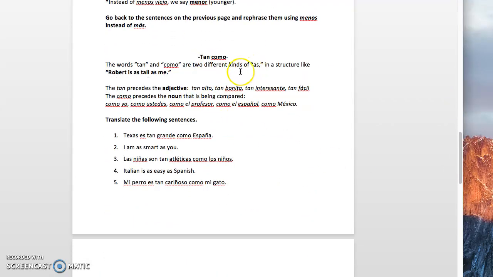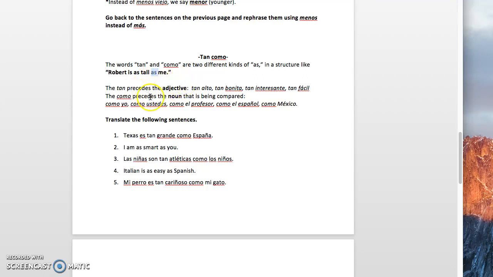Tan como. The words tan y como are two different kinds of as. In a structure like Robert is as tall as me, that first as is tan. The second as is como. The tan precedes the adjective. Tan alto, tan bonito, tan interesante, tan fácil.